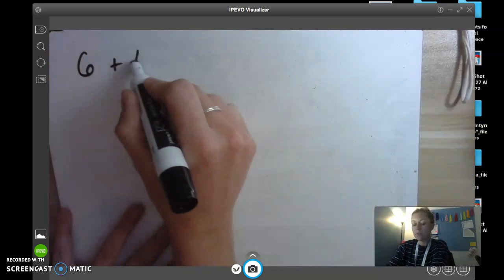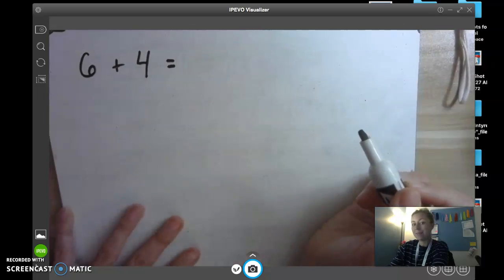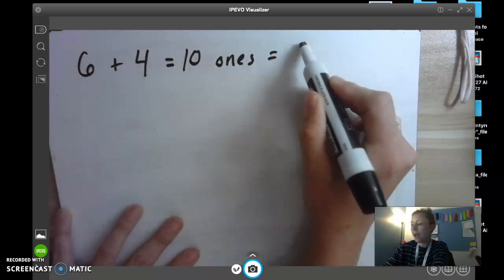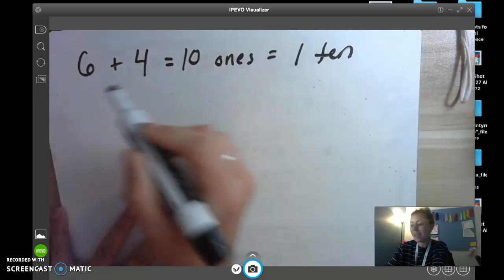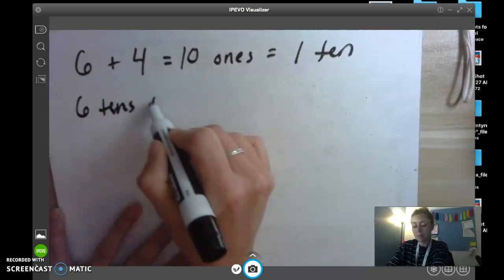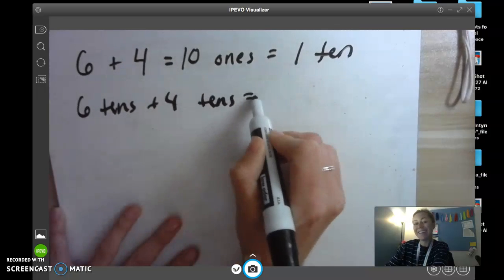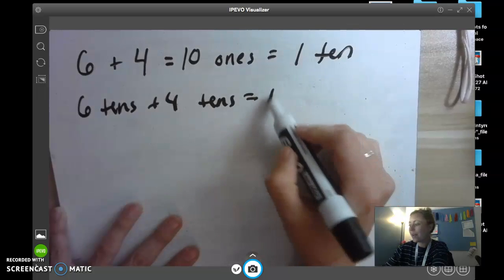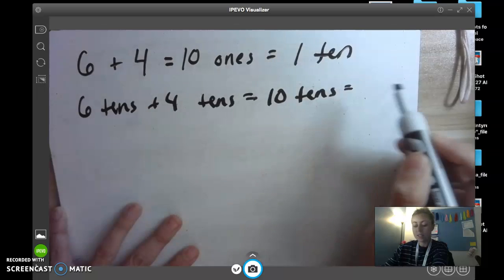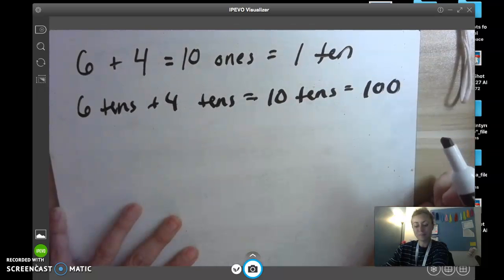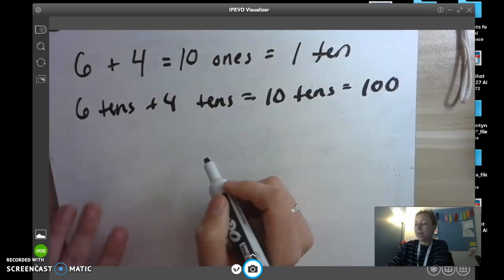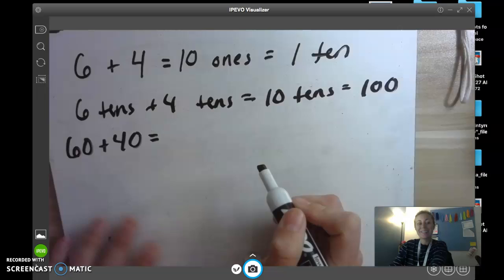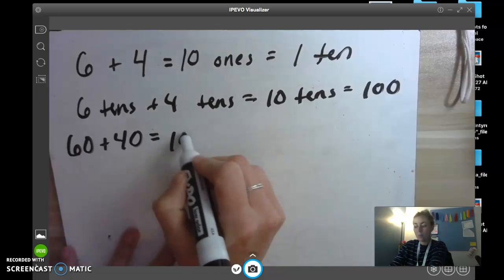6 ones plus 4 ones is the same as 10 ones. Good, which is the same as a 10. 6 tens plus 4 tens is, that's right, 10 tens, which is the same as 100. That means that 60 plus 40 is, good, 100.